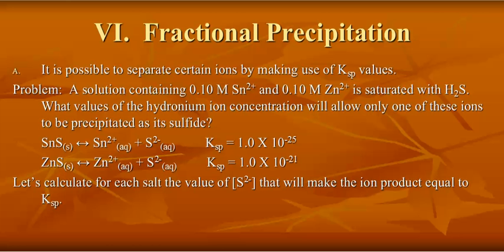Fractional precipitation allows us to separate certain ions by making use of the Ksp values. For example, we have a solution that contains tin and zinc and it's saturated with H2S. We want to know the values of hydronium ion concentration that will allow only one of these ions to be precipitated. Now we're given the Ksps for tin and for zinc sulfide. So what we're going to do first is calculate the value of sulfide ion that will make the ion product equal to Ksp.